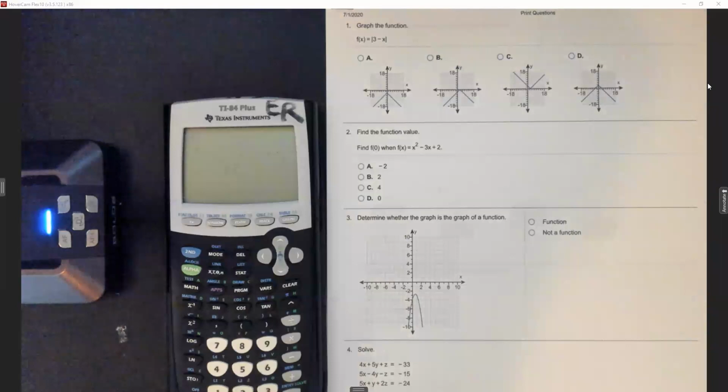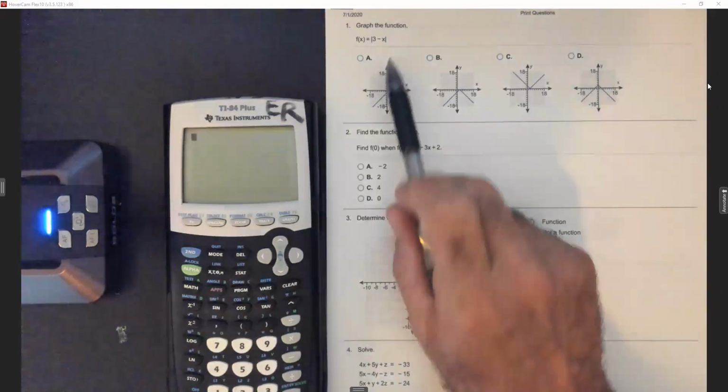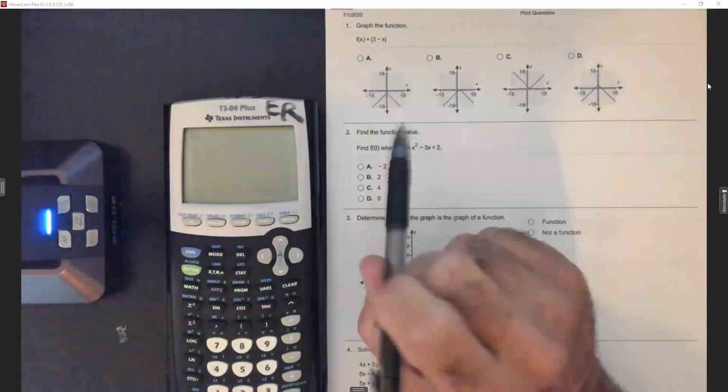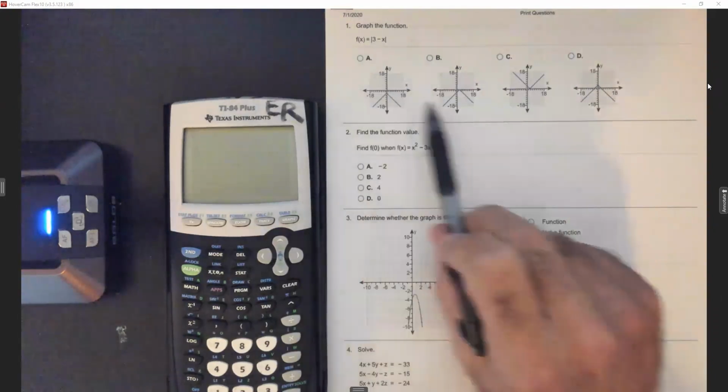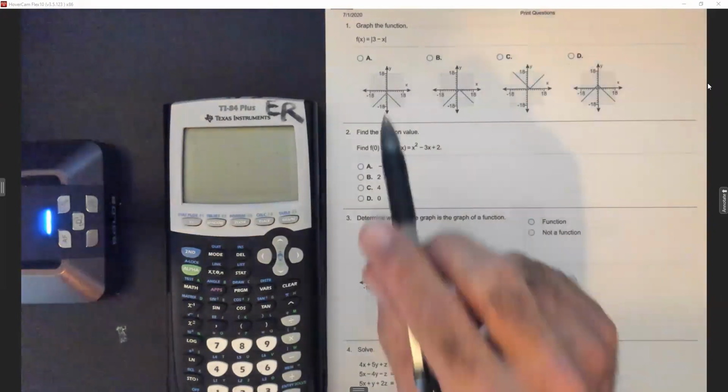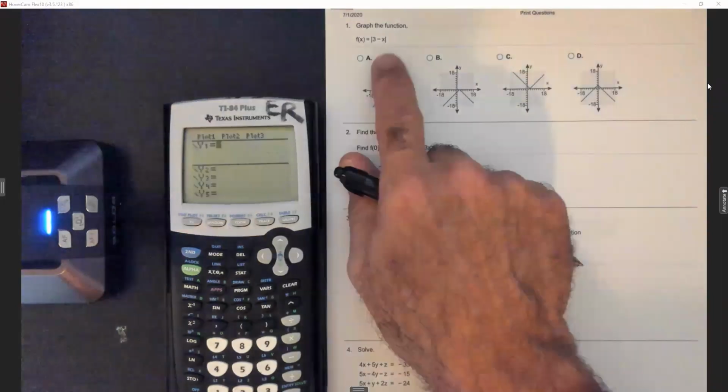on these graphs, I'm probably just going to punch them on my calculators. Quickest way for us to knock these out. So this is the absolute value graph, and remember, absolute value graphs are V's like this. So on this graph, we want to go to y equals. I'll clear that out. First thing you got to do is get absolute value.